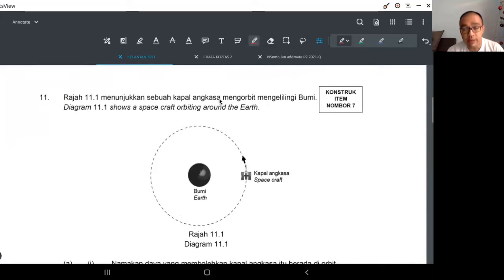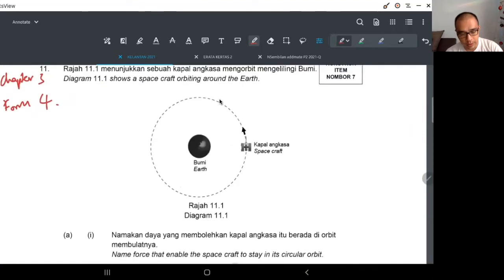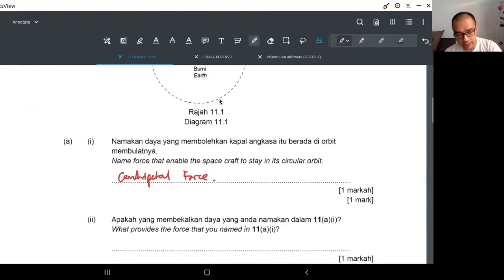Diagram 11.1 shows a spacecraft orbiting around the Earth. So this is obviously chapter 3, chapter 3 in Form 4, gravitation. Everybody's favorite chapter. Name the force that enables the spacecraft to stay in its circular orbit. I think we did a question similar to this in our trials, and a lot of you put gravitational force. Actually, it's not true. The gravitational force provides the centripetal force. The centripetal force is the one that enables the spacecraft to orbit. So the key word to this, to stay in its circular orbit, is the centripetal force.